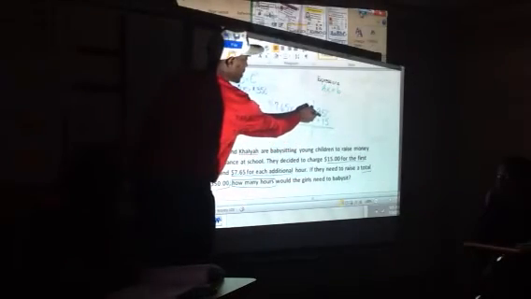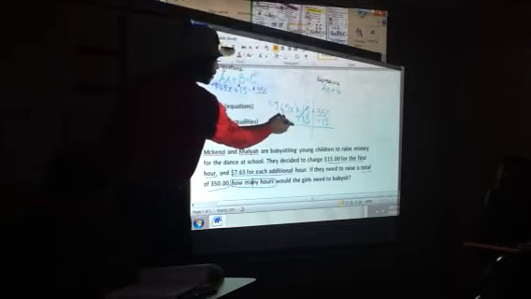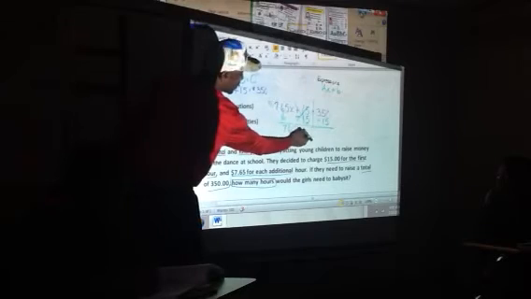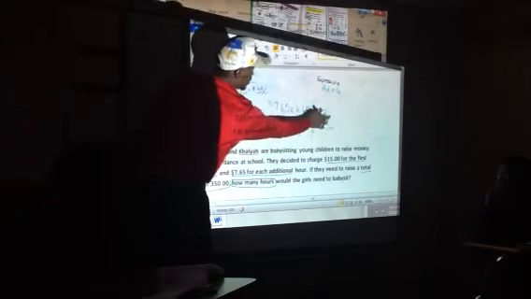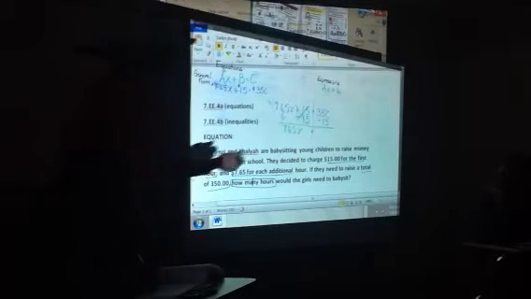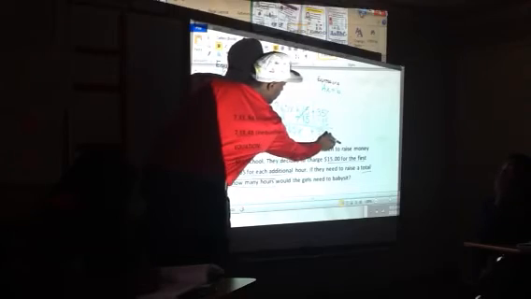What happens to the 15s? They cross out. Take the symbols with them. Bring down your coefficient and your variable. Your equal sign. What do you see over there? 350 minus what? 15. It gives me 335. All right.